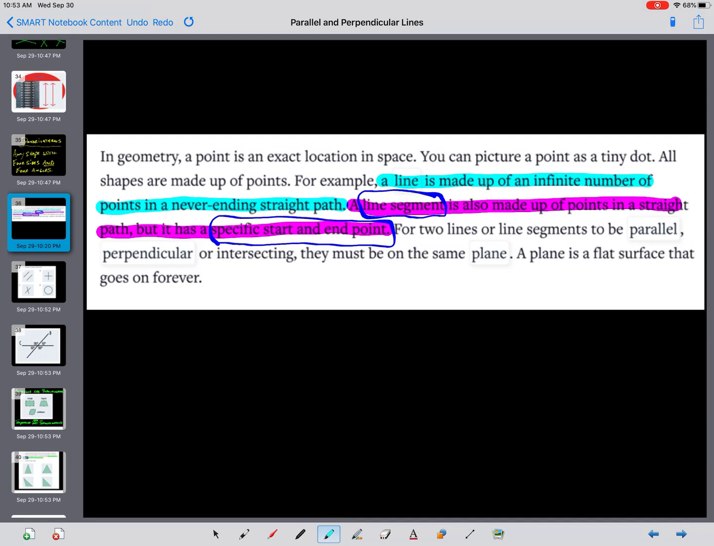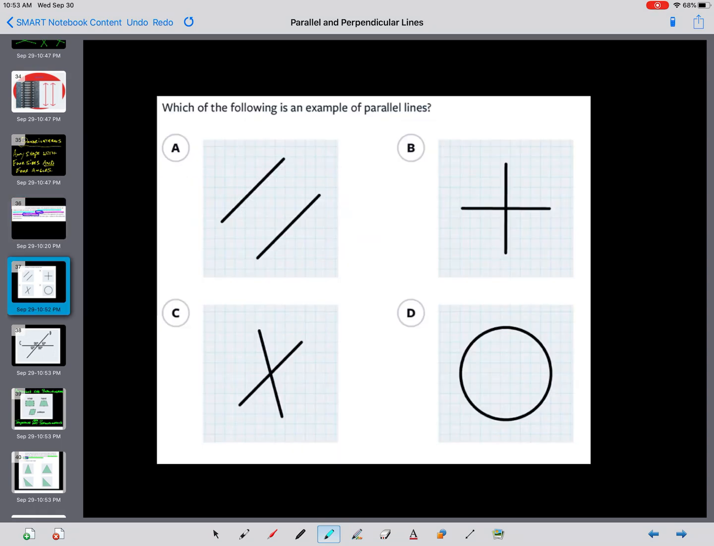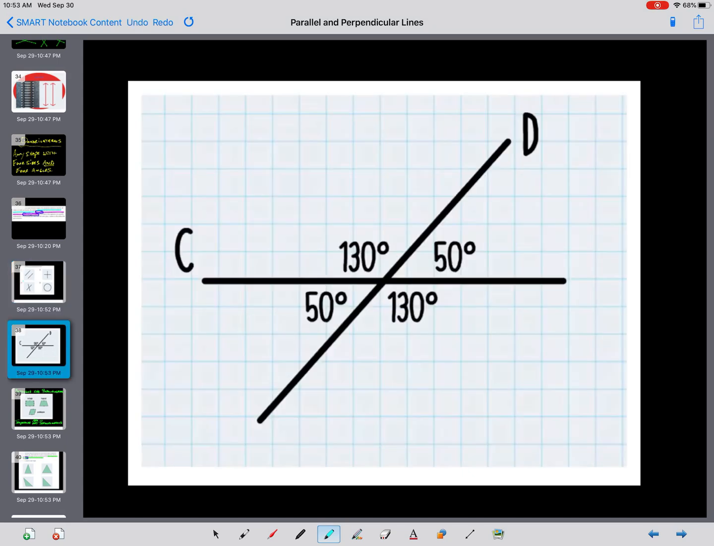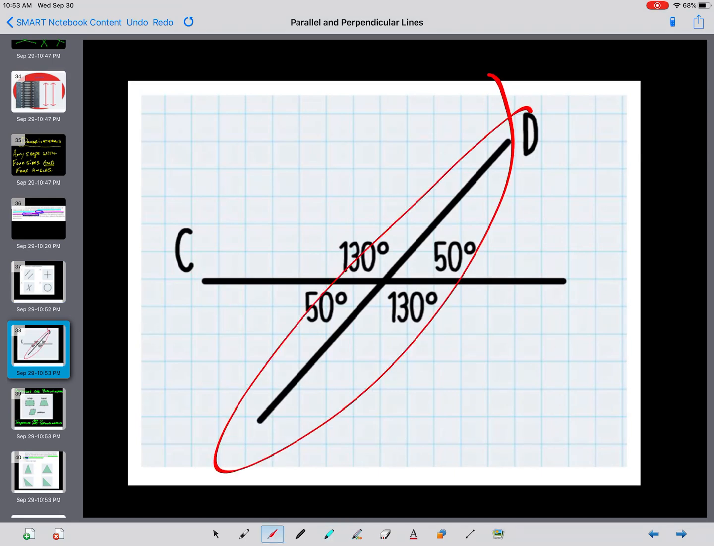Should know that. Okay, so you have to know that a line is made up of an infinite number of points in a never-ending straight path. You should know the difference between that and a line segment is that a line segment is made up of points, right? But it has a specific start and end. That's the difference between a line segment and a line. Which one of those are parallel lines? That's this one. You should know that in this image, line D intersects with line C.